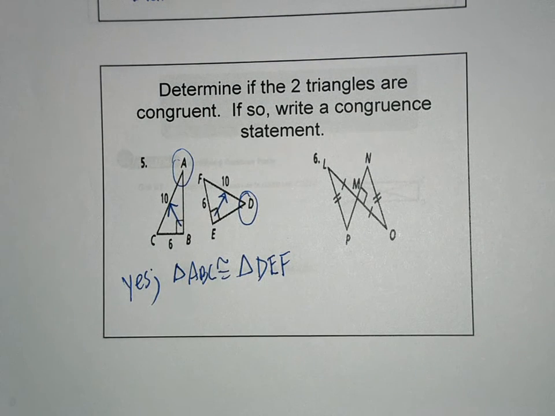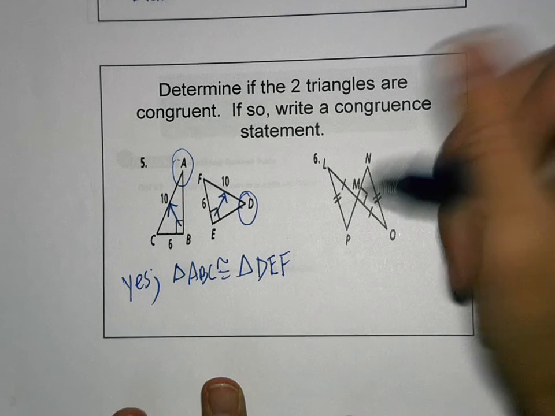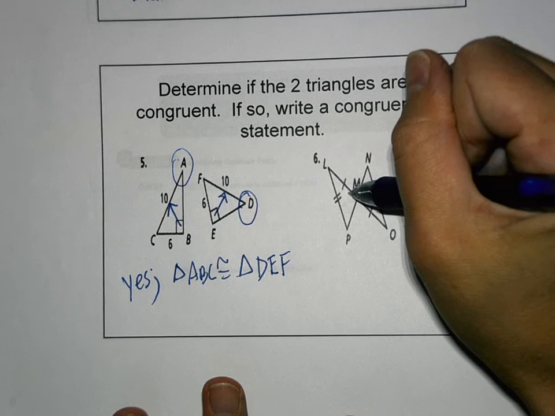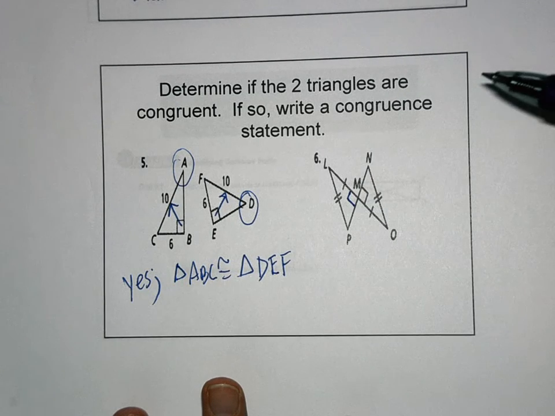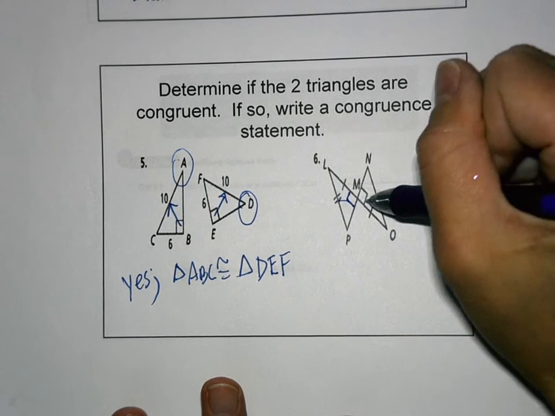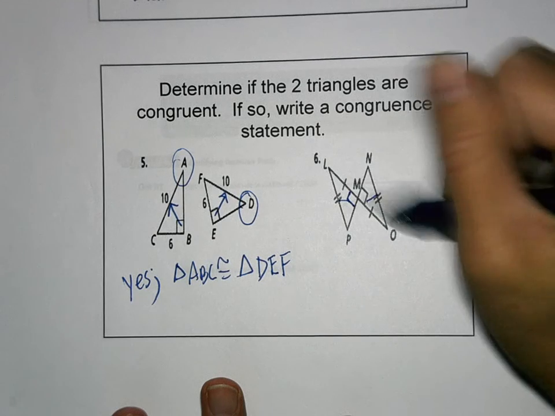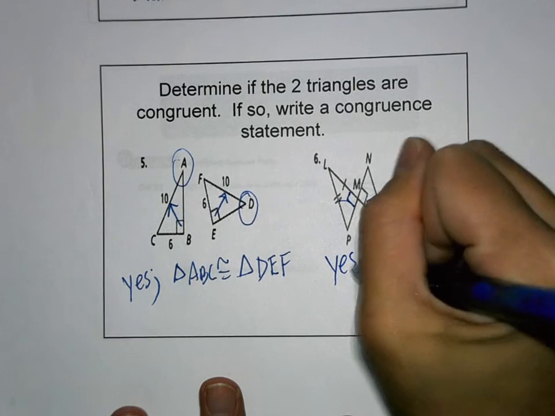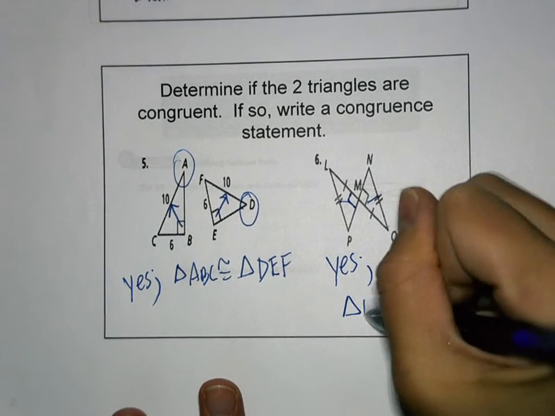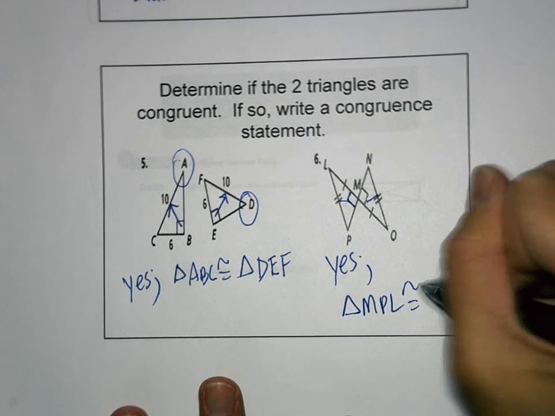Okay, what about number 6? This is the 90 degree right here, right? Is that across from the 2 marks? And those are both the legs, so it also is yes. Okay, this one I did triangle MPL is congruent to triangle MNO.